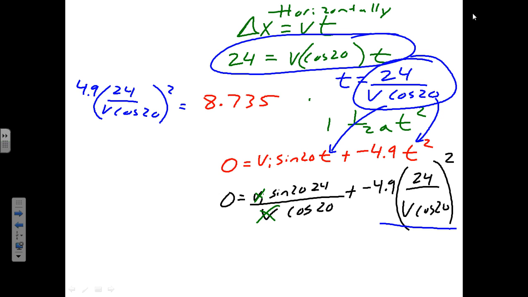All right, let's go ahead and come over to the other side, and let's substitute. Let's do some math here. I'm going to go ahead and square 24. So 24 squared becomes 576. I'm going to square the v, and I'm going to square the cosine 20. Now I can get rid of this square term out here in these brackets. I'll go ahead and multiply 576 by 4.9.